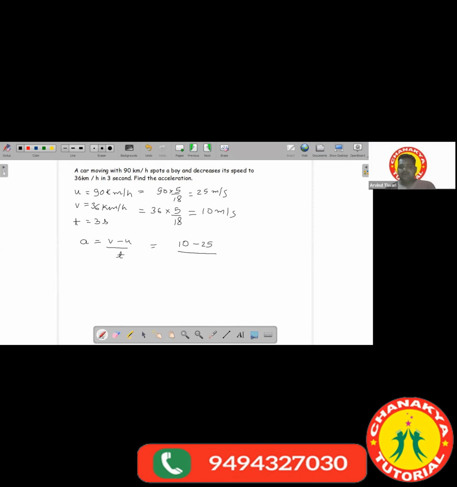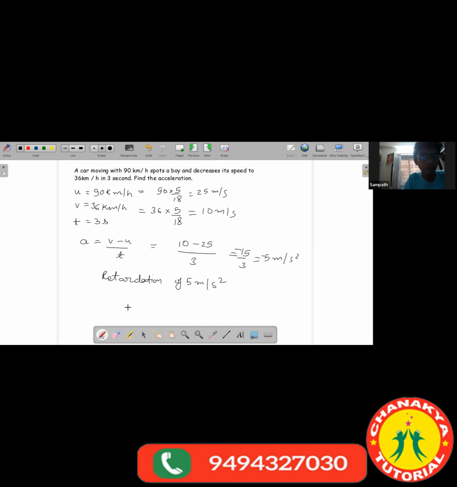So 10 minus 25 over 3, you will get minus 15 over 3, and that is minus 5 meter per second square. So we also call this retardation. We can say that it has a retardation of 5 meter per second square.